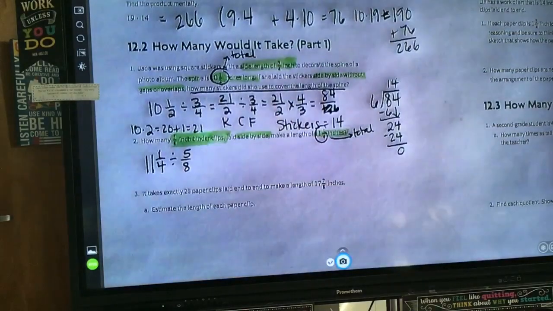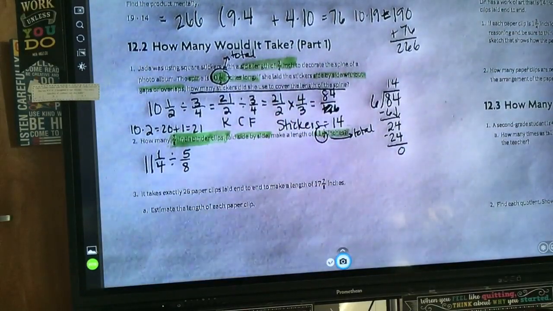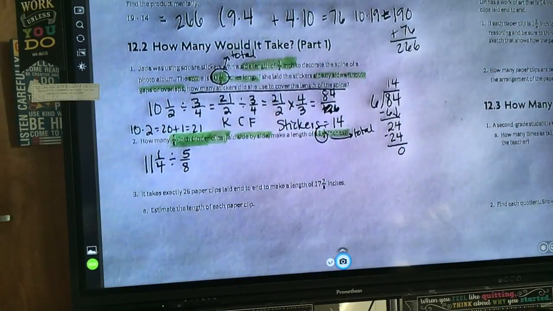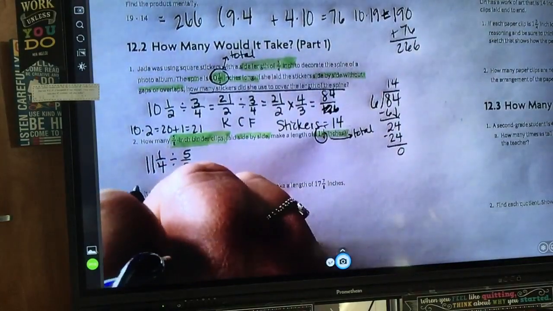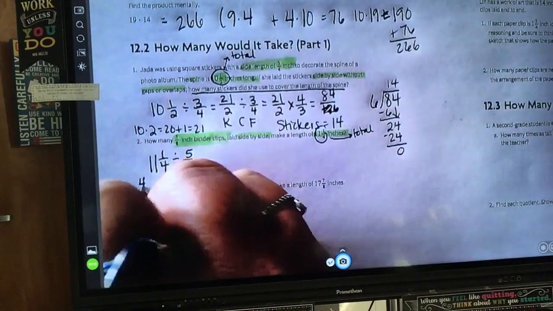All right, so what do we have to do with 11 1/4? I have the same people, so those of you with your hands up, put your hands down, because you can no longer participate. Kylie, how?